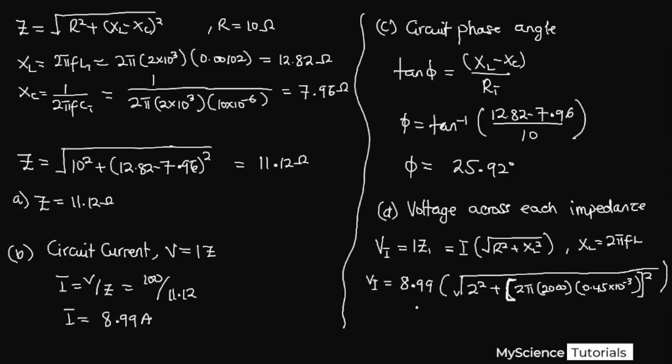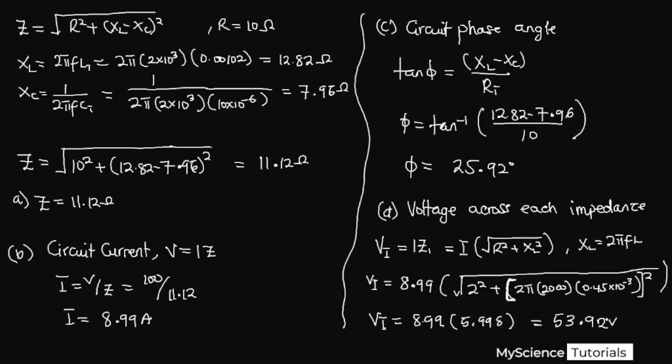All right, if we do the computation, everything here will be equal to 8.99 multiplied by the root of 2 squared plus 2 pi F L squared, which gives us 5.998. If we multiply that, it is going to give us 53.92 volts. So this is the voltage across the first impedance.